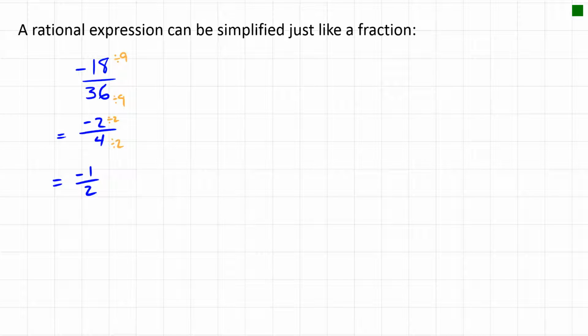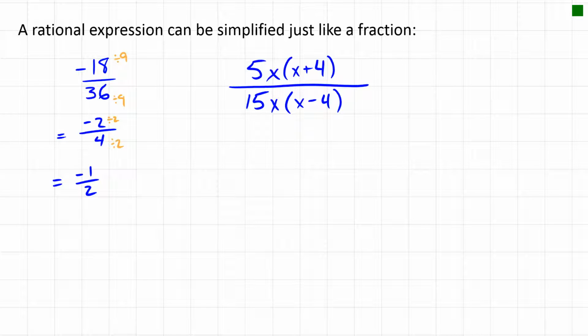So that's what I mean by simplifying a rational expression. If the top and bottom have any factors in common, then we should be able to simplify it. So I'll show you an example of one where we're starting with an already factored numerator and denominator. On the top, we have 5x times x plus 4, and on the bottom of this fraction, we have 15x times x minus 4. Well, is there anything in common on the top and bottom of each fraction?